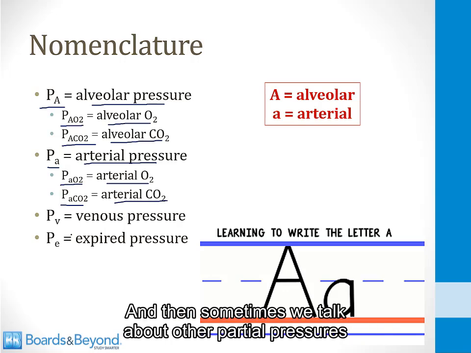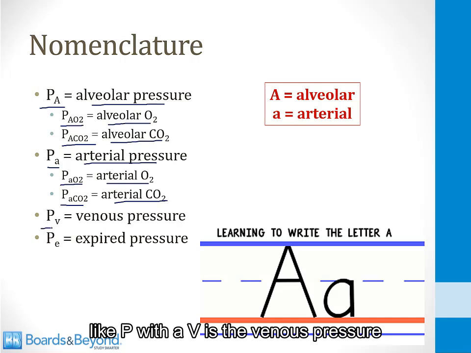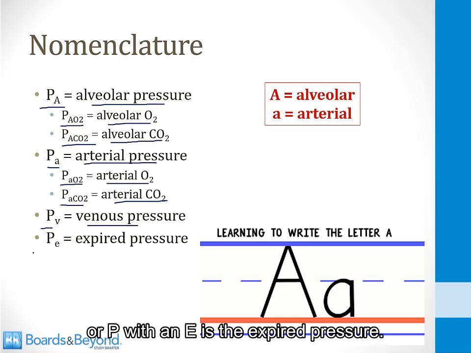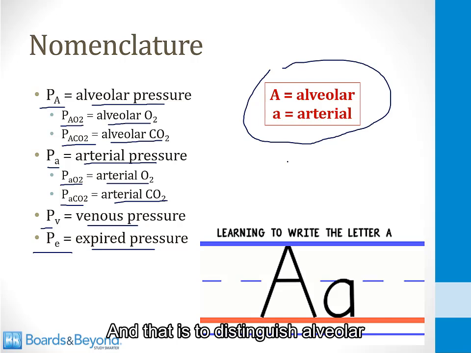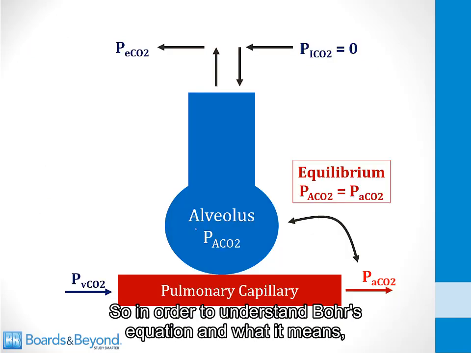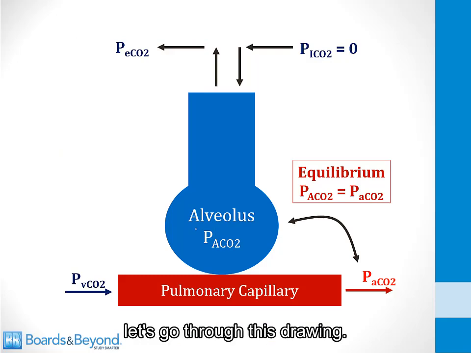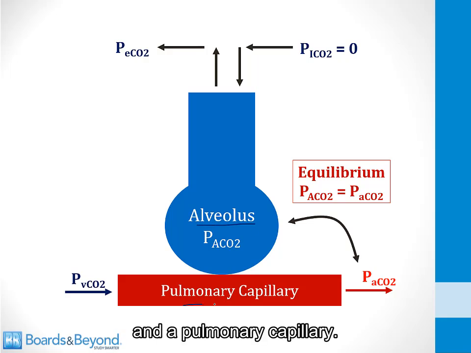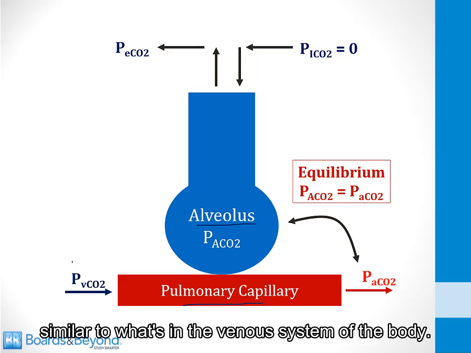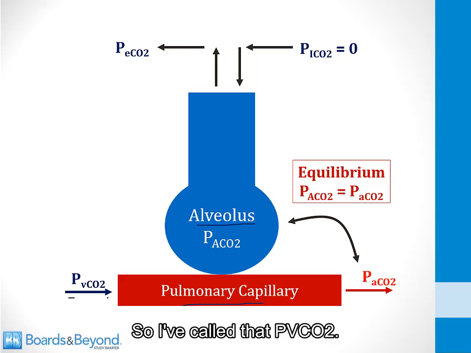And then sometimes we talk about other partial pressures like P with a V is the venous pressure, or P with an E is the expired pressure. But usually P is shown with either a capital A or a lowercase a, and that is to distinguish alveolar from arterial concentration. So in order to understand Bohr's equation and what it means, let's go through this drawing I've shown on the slide here. What I've drawn is a working alveolus and a pulmonary capillary. Blood enters the pulmonary capillary with a CO2 concentration similar to what's in the venous system of the body, so I've called that PvCO2.